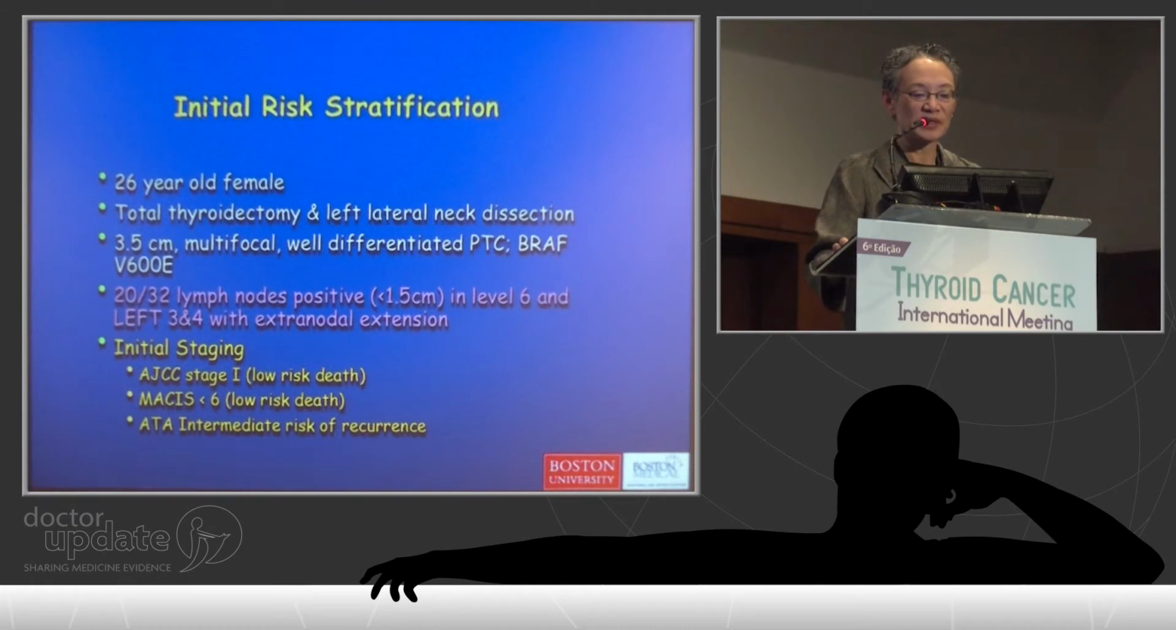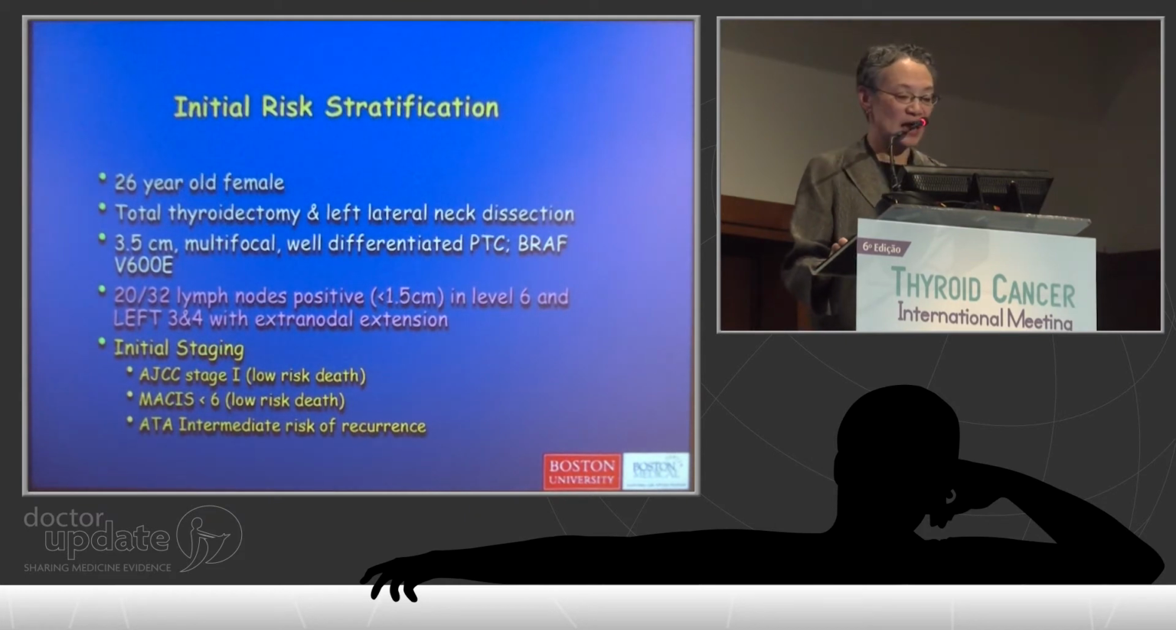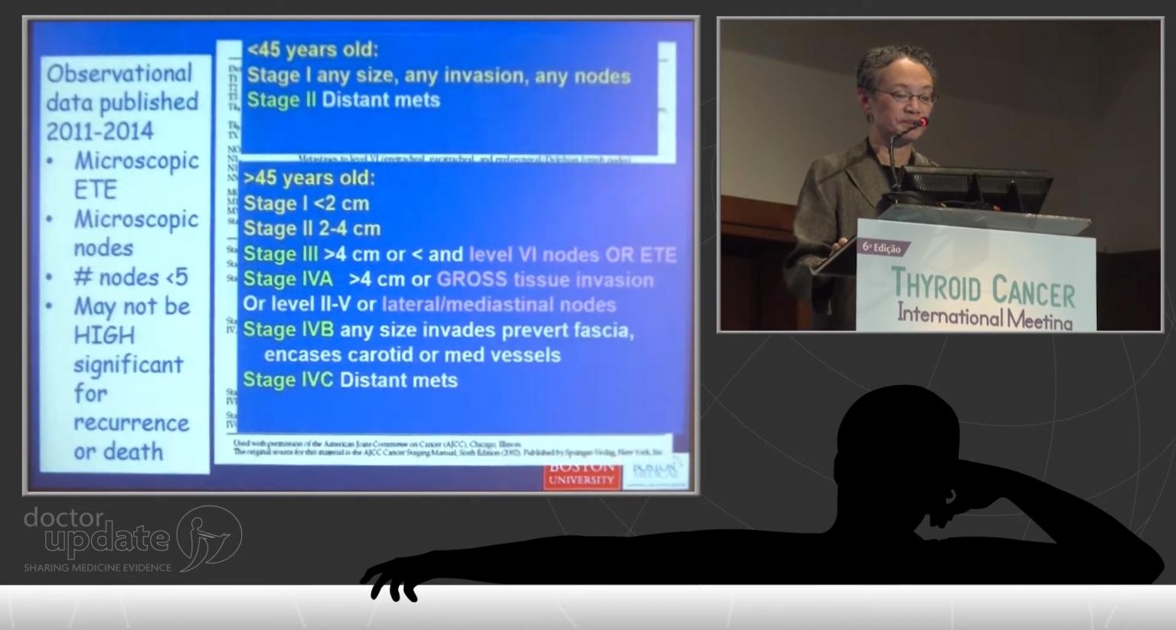A 26-year-old female. She's had a total thyroidectomy and a left lateral neck dissection because she had a 3.5 centimeter multifocal, well-differentiated thyroid cancer. It was BRAF V600E positive for mutation, and she had 20 positive lymph nodes in the central and the lateral neck. So her initial staging based on AJCC, as we talked about yesterday, is stage 1 because of her age. Her MESA score is low because it also reflects risk of death. And her ATA is going to be intermediate, and that's because of the positive neck nodes that she has.